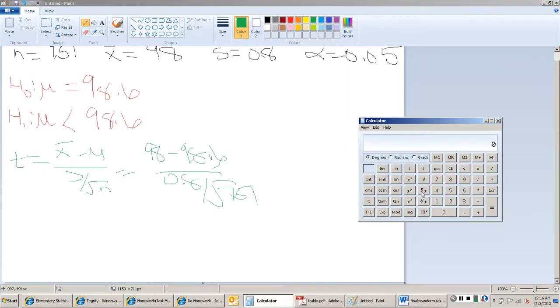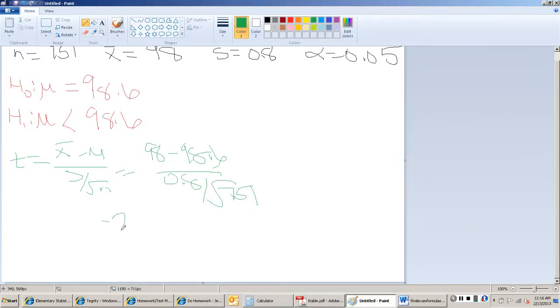Now, so we're going to simply get out a calculator, 98 minus 98.6. Now divide, and use your parentheses here. Don't let arithmetic mistakes cloud you up. Square root and parentheses equals.